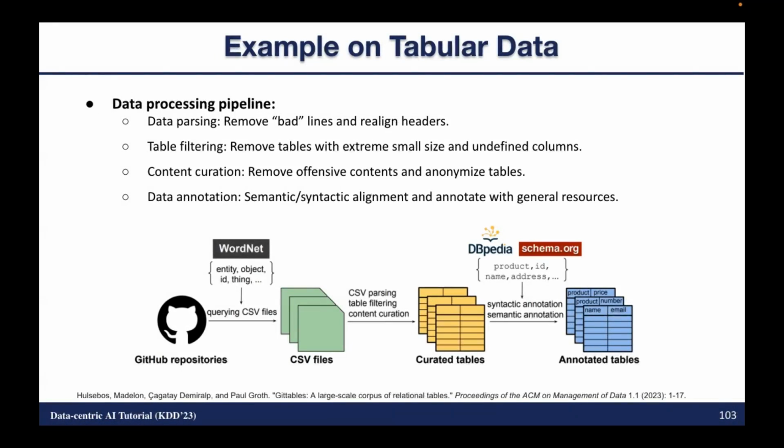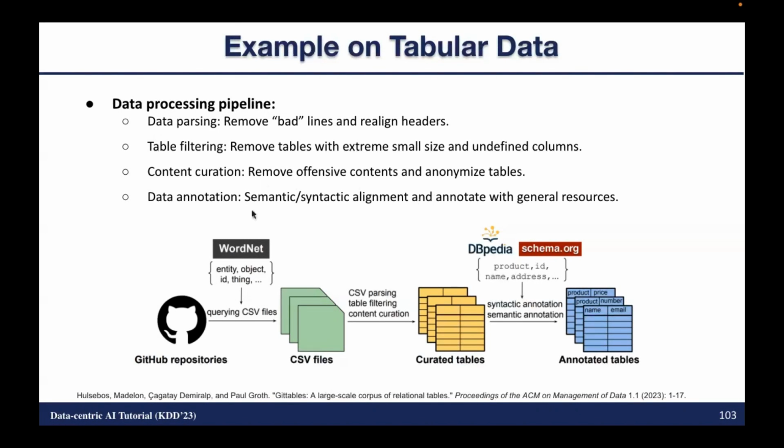The bad lines are basically the dangerous contents I mentioned, very similar to the flag words in the textual data. And they also realign the headers, because sometimes in GitHub we may have very similar repositories whose naming and content should be similar. They do some deduplication there. Later on, once they are able to parse a data set, they do table filtering to remove tables from the GitHub repo. They remove tables of extremely small size and with undefined columns. Then finally they do content curation to remove offensive contents again, and to anonymize some of the tables, so that user information will not be leaked.